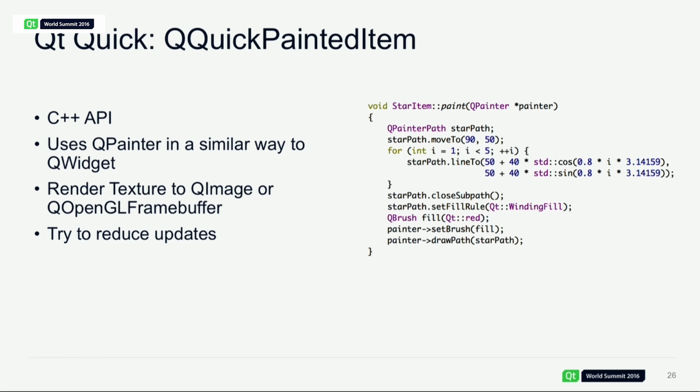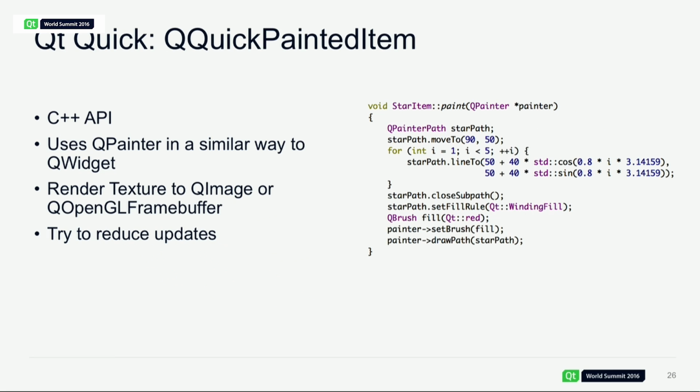And so here, I'm actually drawing a star path. So creating a painter path and then filling a star path to create a star-shaped item. In this case, what it actually does is it'll create an off-screen surface like a QImage or a framebuffer object, render to that, and then it'll use that content. One of the big problems with this, though, is that if you paint this every frame, it'll be slow.